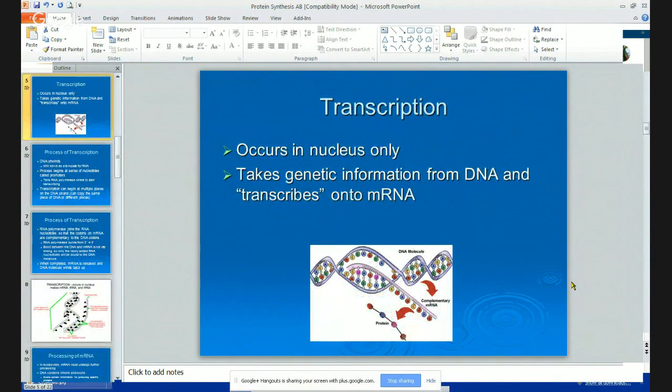Transcription. The first thing about this, like I said on the last slide, is that it only occurs in your nucleus. It doesn't occur in the cytoplasm. It doesn't occur anywhere else. It's just in the nucleus. And the reason it's called transcription is because you're going to transcribe, or copy, the information from your DNA onto messenger RNA.